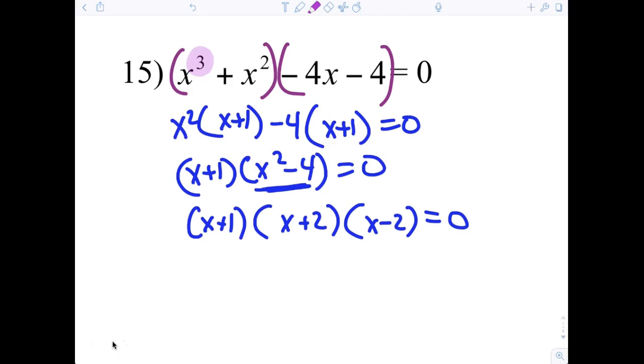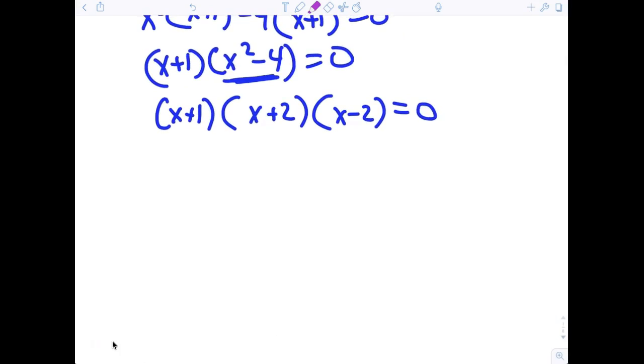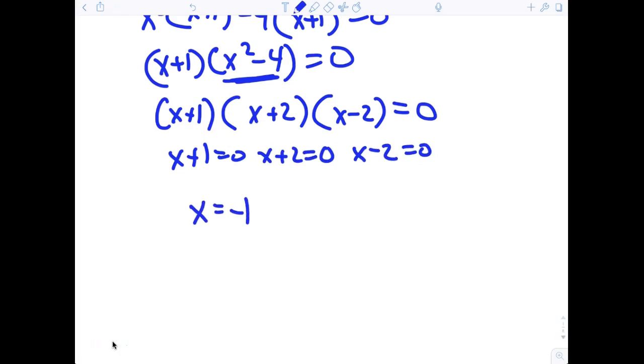Now remember, what I'm trying to teach some of you is that you have to help yourself. If that's not clear, you have to tell me. Now we have to set the factors equal to 0. So x plus 1 equals 0, x plus 2 equals 0, and x minus 2 equals 0. So x could be negative 1, negative 2, or 2.